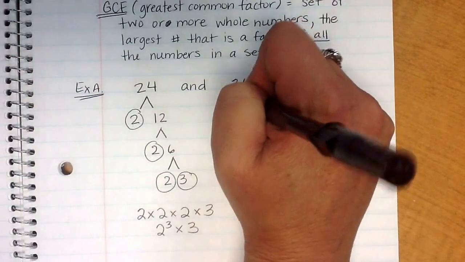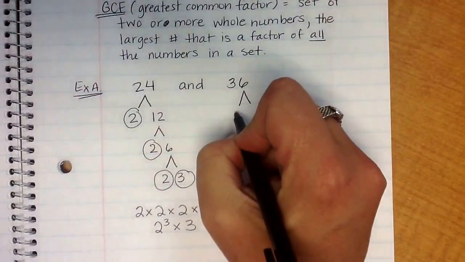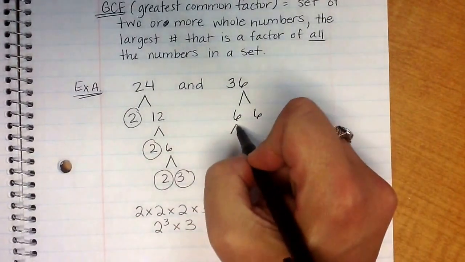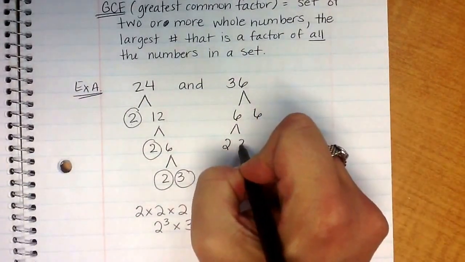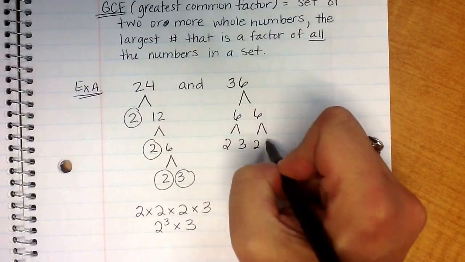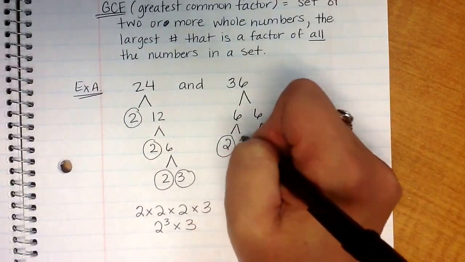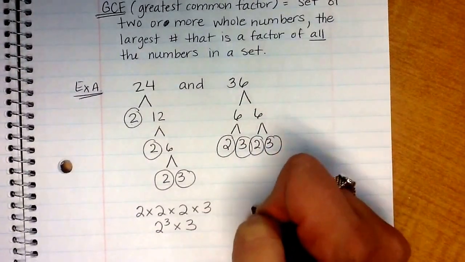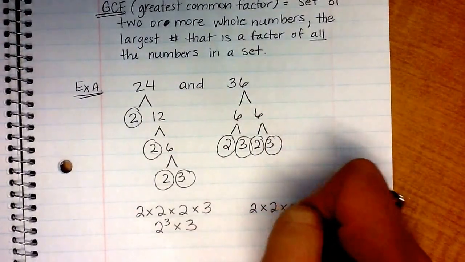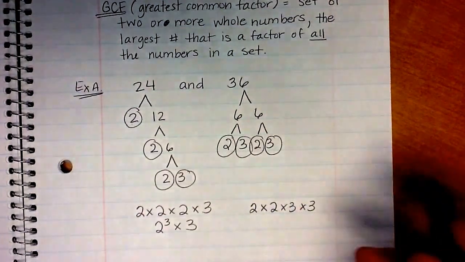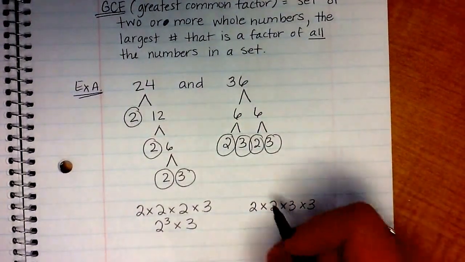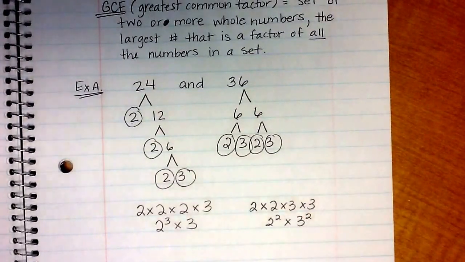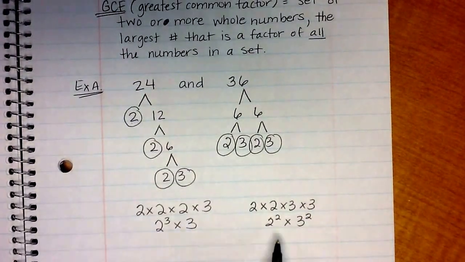Now I'm going to find the prime factors of 36. I know that 6 times 6 is 36, and that 6 is 2 times 3. So my prime factors are 2 times 2 times 3 times 3, or 2 to the second power times 3 to the second power. So these are the prime factors.